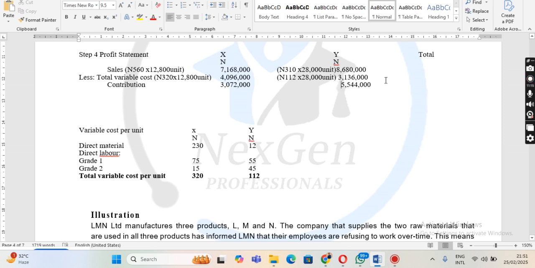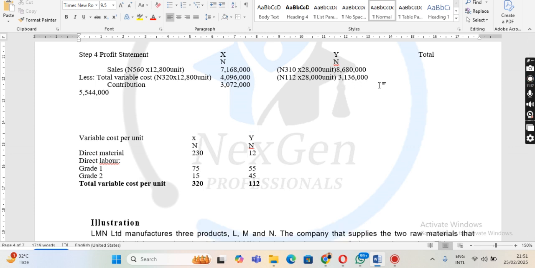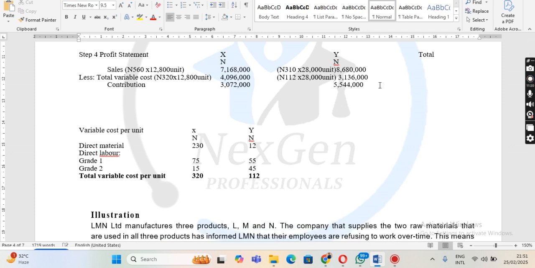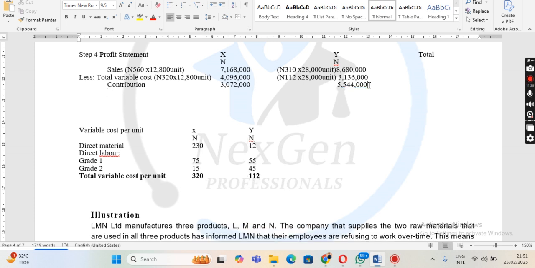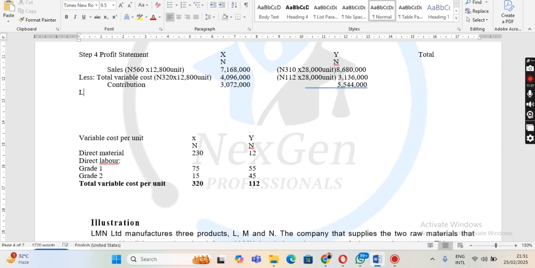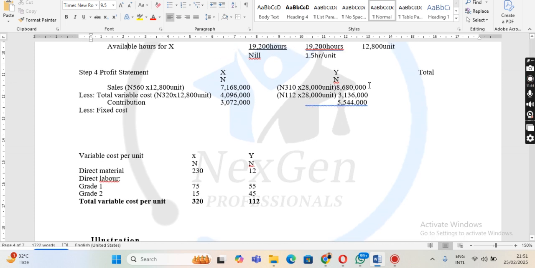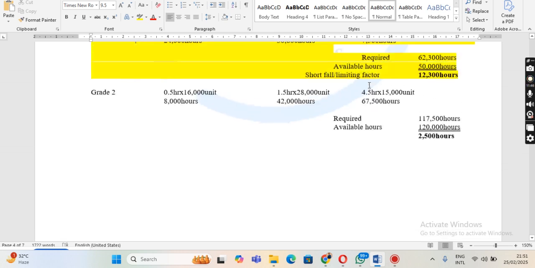So after that, we have fixed costs in the question. Please don't forget that your total fixed cost is fixed, right? Let me take you back to cost estimation. Your total fixed cost is fixed, why? The fixed cost per unit varies.